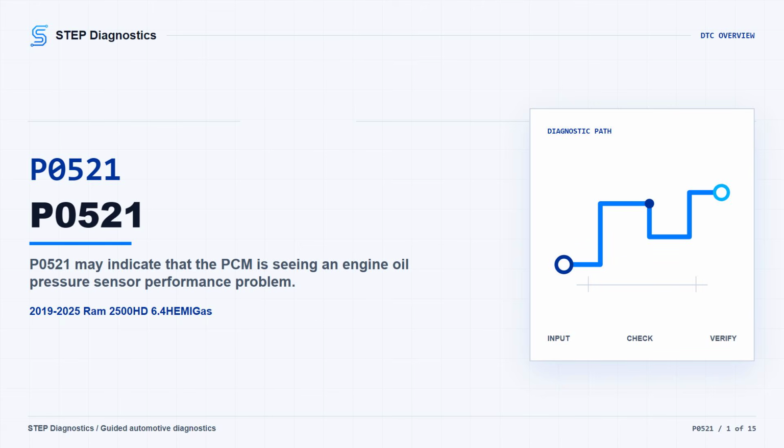The MIL may come on, and the fault area can be something basic like oil level or oil condition, an actual engine oil pressure or mechanical concern, an issue in the sensor supply, signal, or ground circuit, the engine oil pressure sensor itself, or possibly the PCM. Start with the basic system checks before getting into the circuit tests.